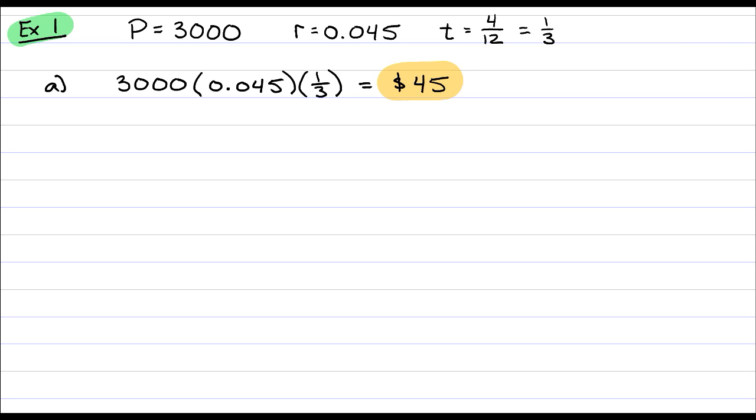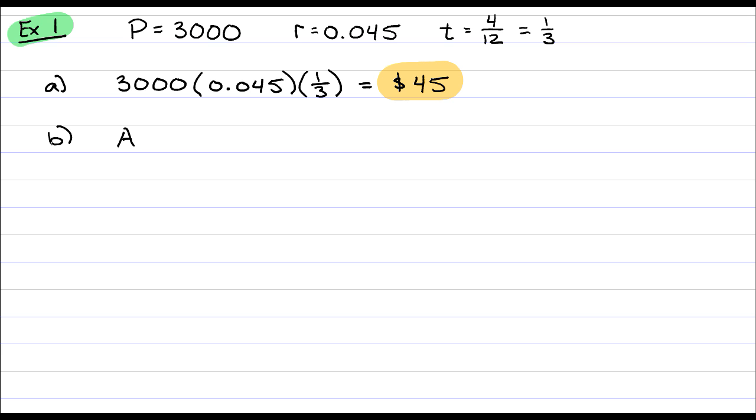Okay. So in part B, we want to know how much is paid back in total at the end of the 4 months. Well, considering that we've already done part A, the answer is just going to be $3,045. The original loan, the original principal was $3,000, plus we were charged $45 in interest, so $3,045 has to be paid back. But just to get practice using the formulas, let's assume we had not done part A.